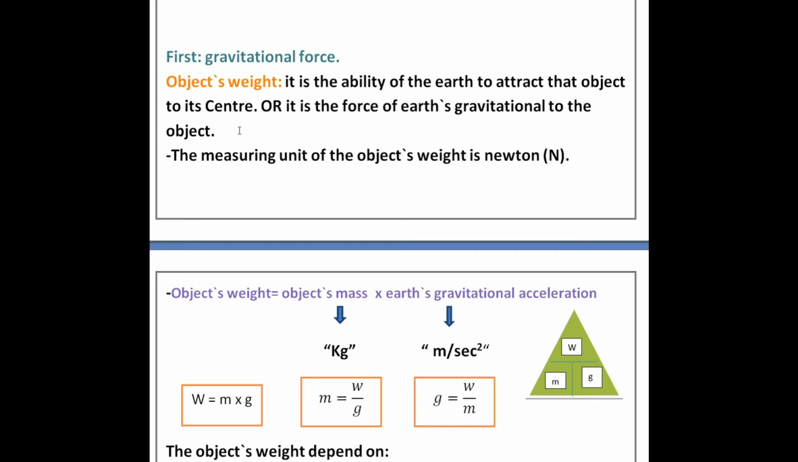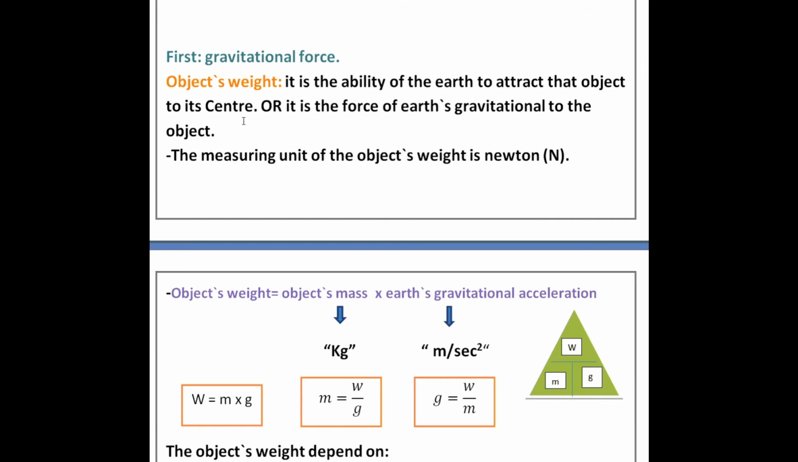Definition of the weight. The weight of an object is the ability of the Earth to attract that object to its center. Again, it is the ability of the Earth to attract that object to its center. We studied it in primary 6. The Earth attracts the object towards its center. Another definition.